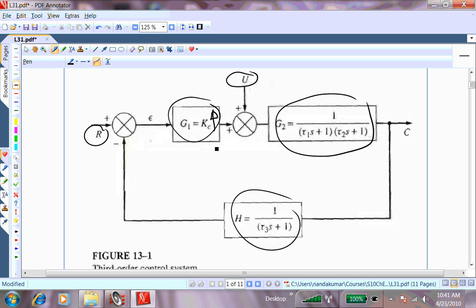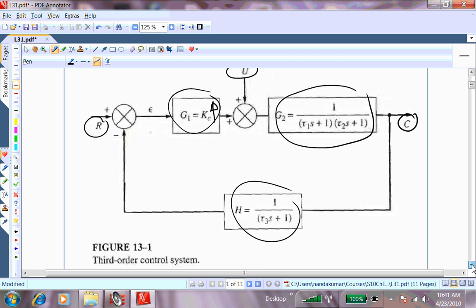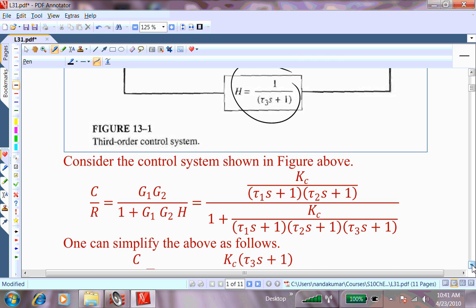And we saw that we can do an effective transfer function between C and R. We know how to do that. It's basically whatever is in the open loop between the input and the output divided by 1 plus what is in the entire loop. So C over R, the effective output to input, is in this particular case given by G1 G2 divided by 1 plus G1 G2 H. G1 G2 is the forward loop, and this is the entire loop. The forward part is in the numerator, and 1 plus the entire thing in the denominator.